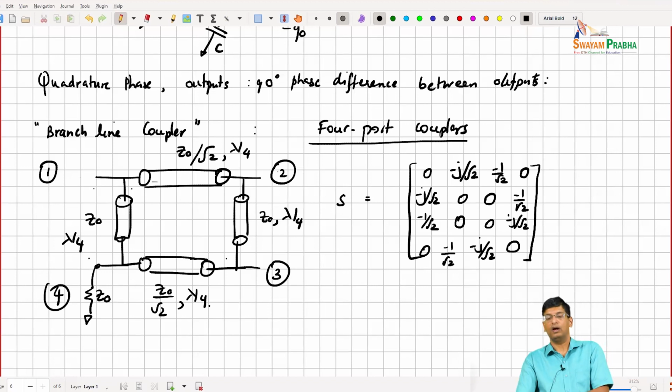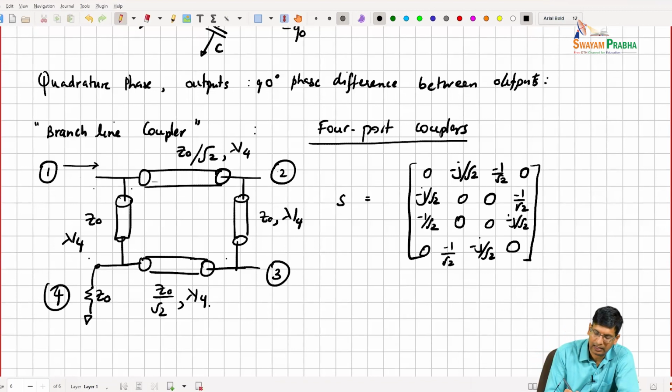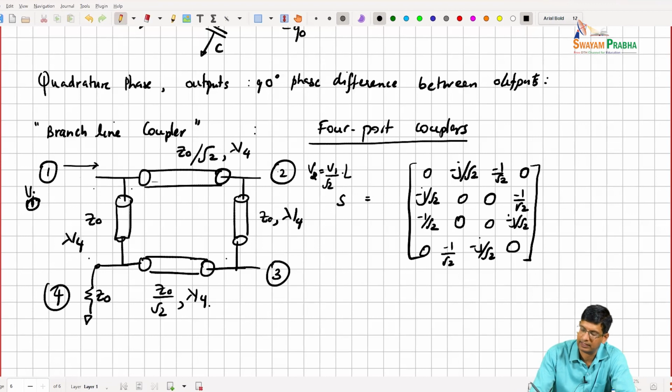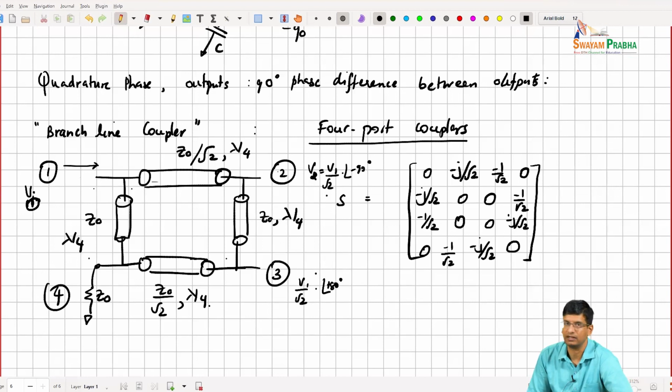Right? So if we look here, effectively what's happening is that I am applying a P in, and let's say that corresponds to a V in, or let's call it V1, the input at port 1. Then port 2 is going to be V1 divided by square root 2, and then it's going to be shifted by 90 degrees, right? And if I look at port 3, then that's going to be V1 divided by square root 2 shifted by 180 degrees, right? So there's going to be a phase difference between the two, which is 90 degrees.